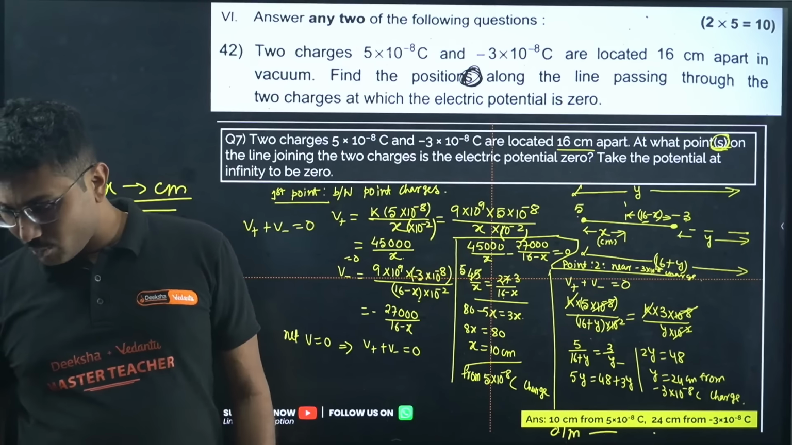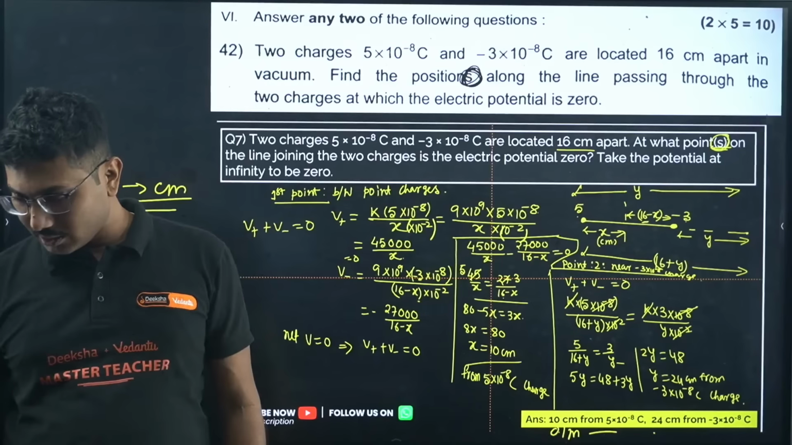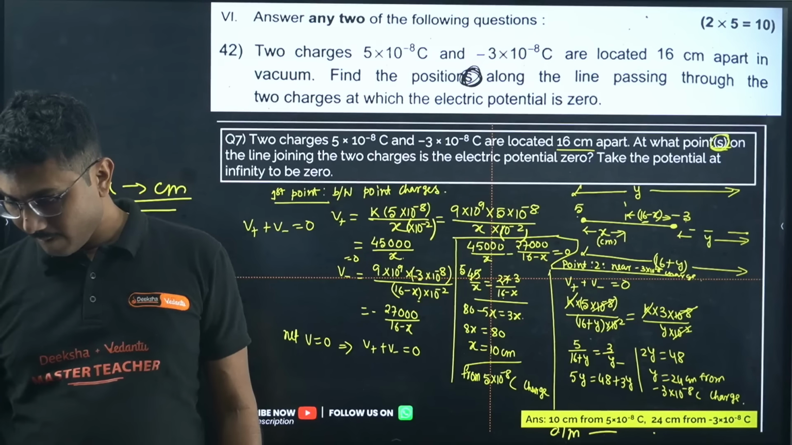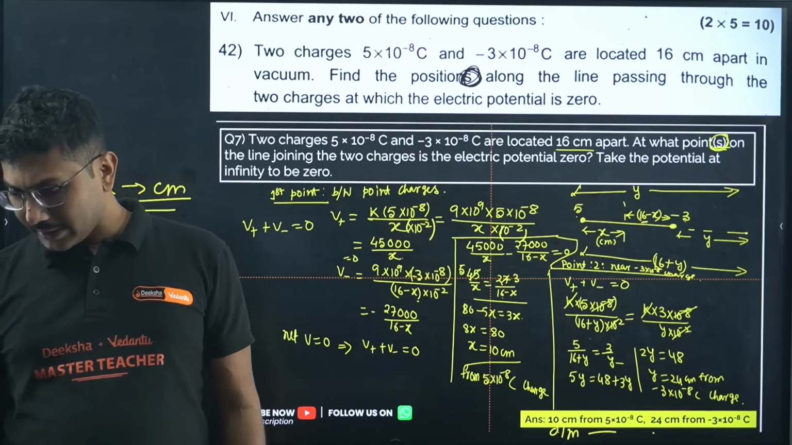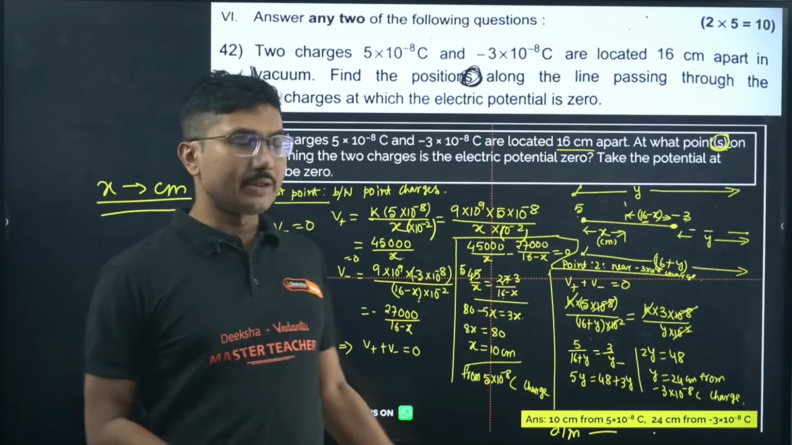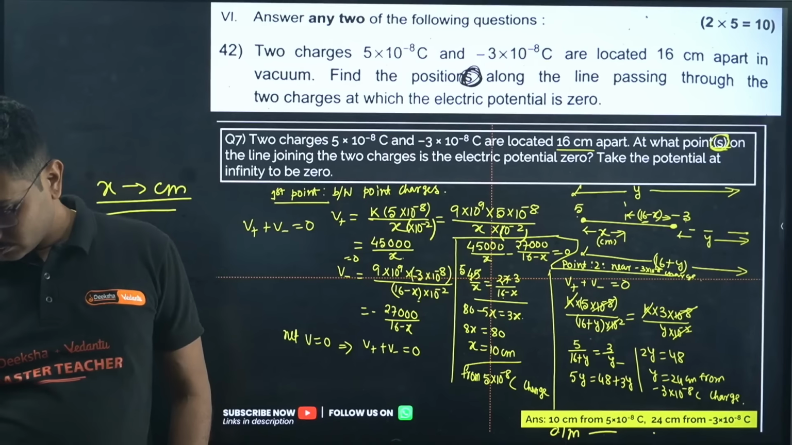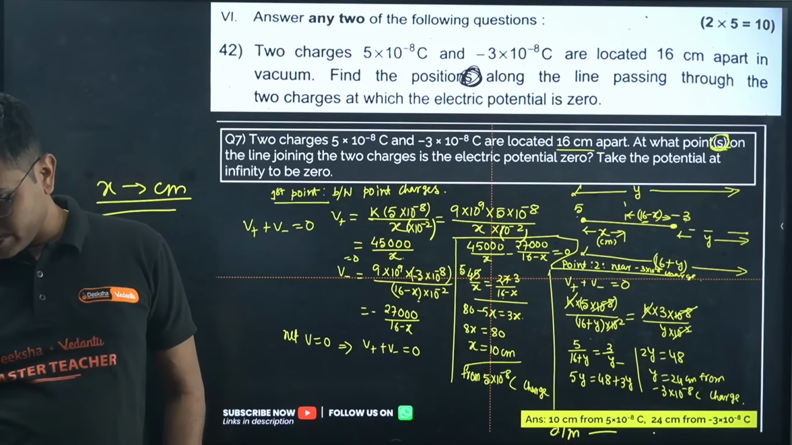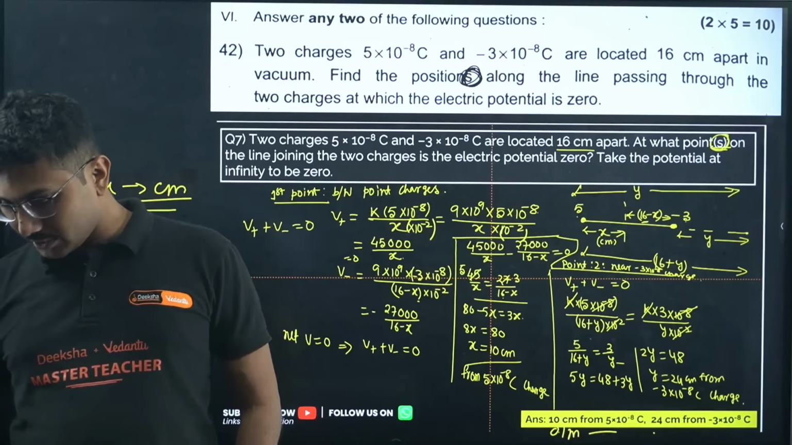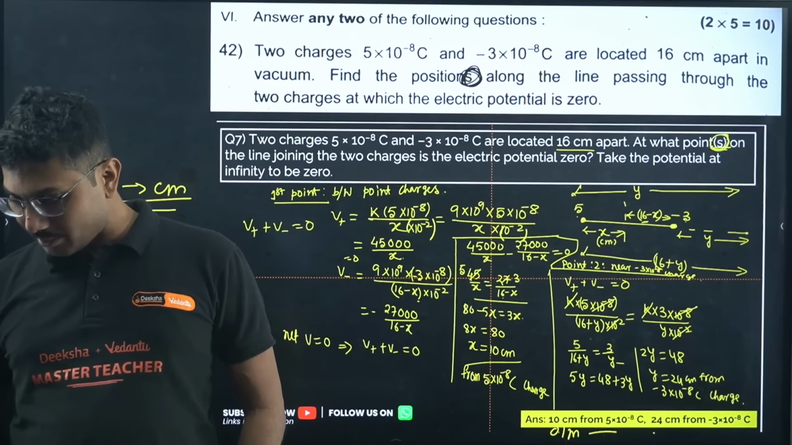Sir, formula how much mark? Formula maximum 1 mark. 42nd question, 0.1 meter, you should get 3 marks. 3 marks, Steffi. Steffi 3 marks, Loan, Edit 3 marks.